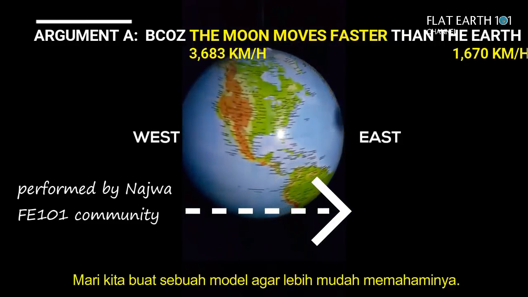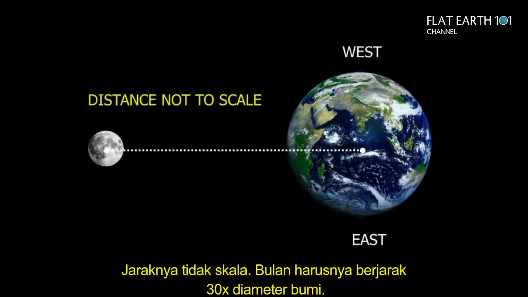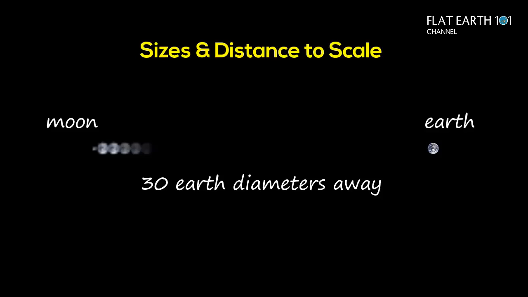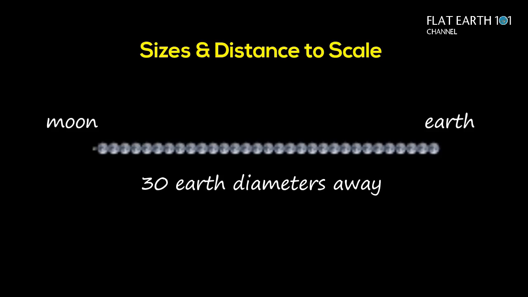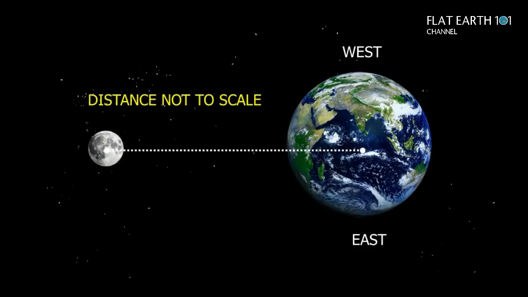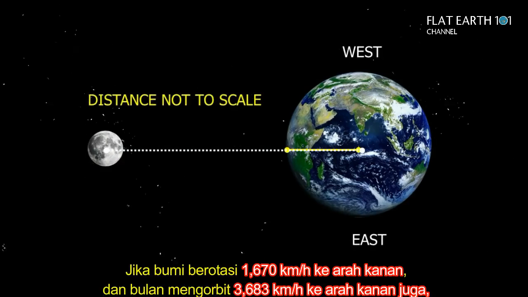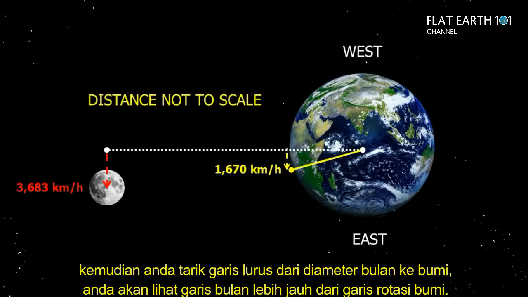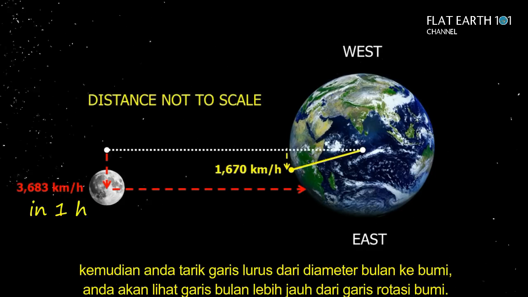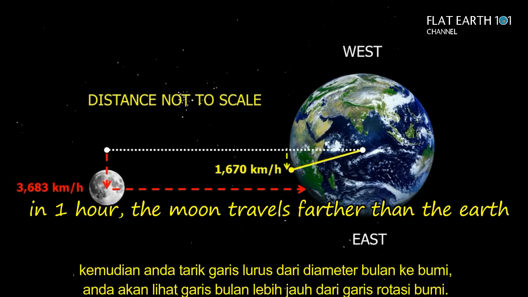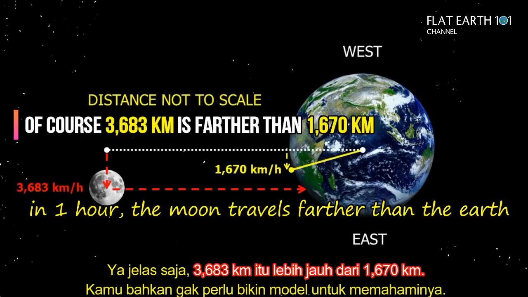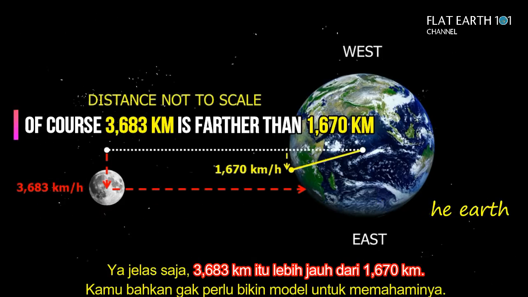Let's make a model to make it easier to understand. The distance is not to scale. The moon should be 30 Earth diameters away. If the Earth rotates 1,670 kilometers in 1 hour to your right, and the moon orbits 3,683 kilometers to your right too, then you draw a straight line from the moon's diameter to the Earth. You will see the moon's line is farther than the Earth's line. But of course, 3,683 kilometers is farther than 1,670 kilometers. You don't even need a model to understand.